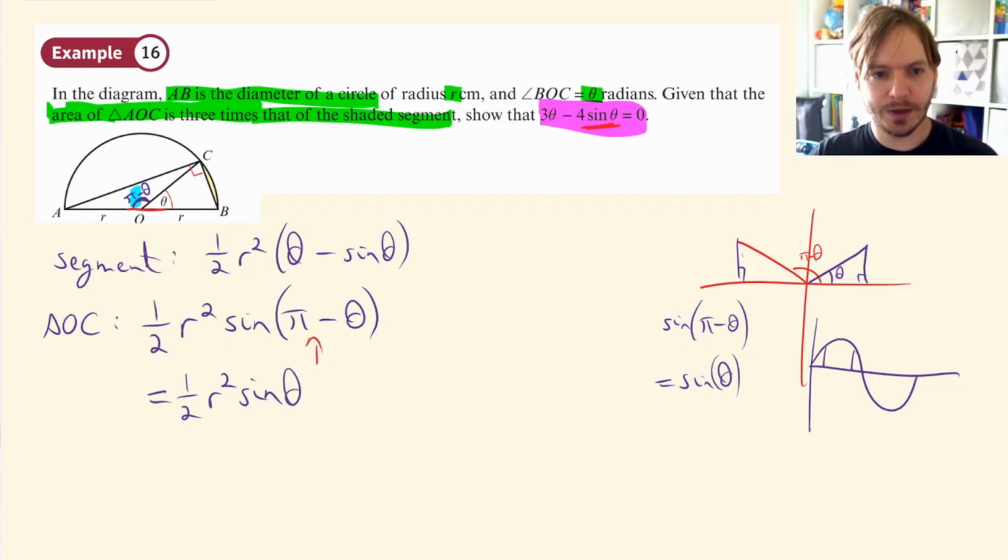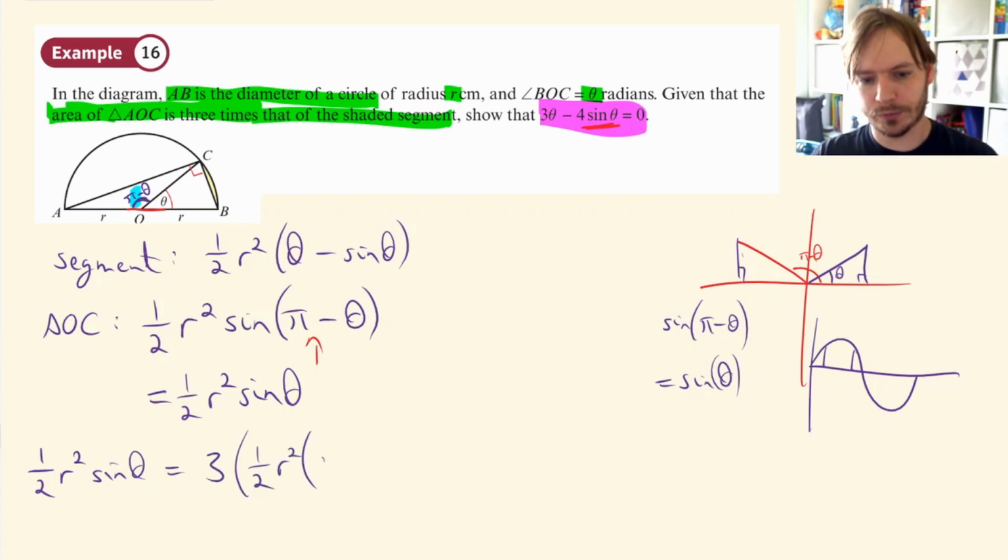Final step, I need to use this fact that AOC is 3 times the size of the shaded segment. So that means that the area of AOC, half r squared sine theta, is equal to 3 lots of half r squared (theta minus sine theta). Okay, they're 3 times the size.